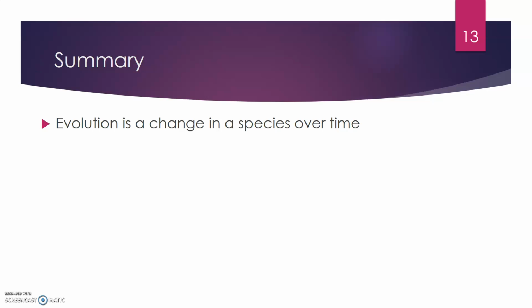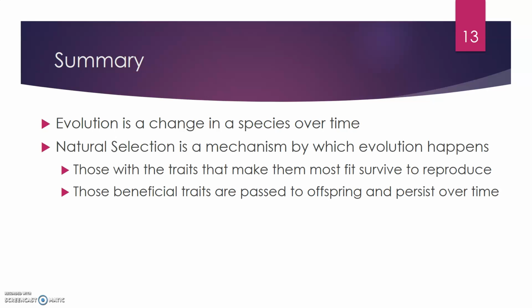So first of all, the definition of evolution is a change in a species over time, meaning many, many generations. And the mechanism by which species evolve is known as natural selection. And during natural selection, those organisms with traits that will make them the most fit, or the best at surviving and reproducing, will persist. And the beneficial traits, or the traits that make these offspring more fit to survive and reproduce, will continue to stay in that population over time.